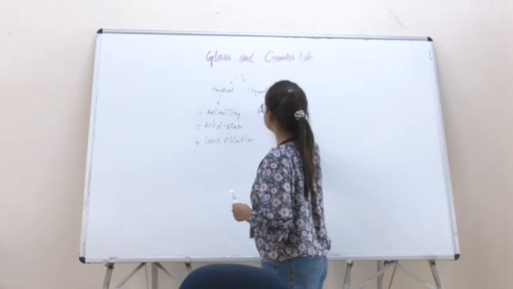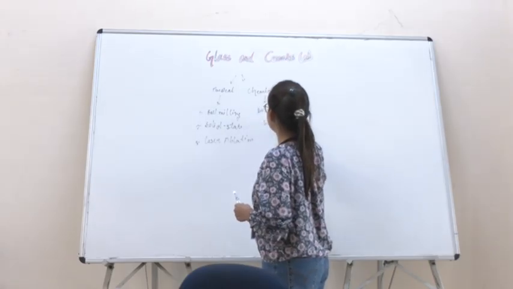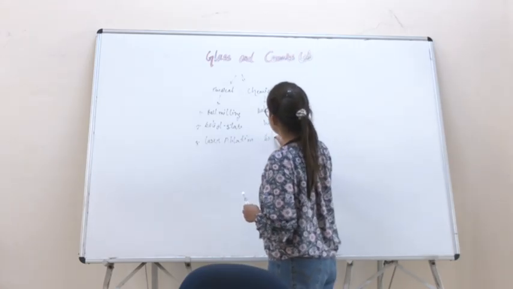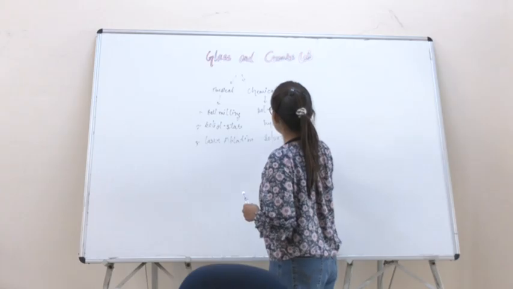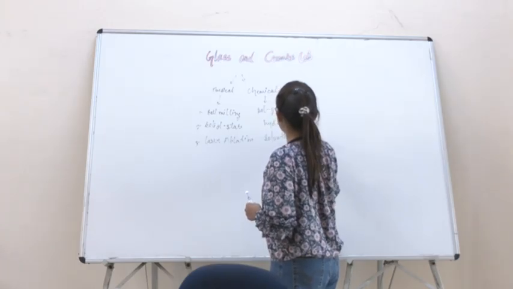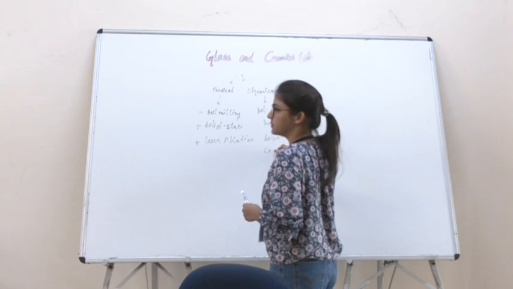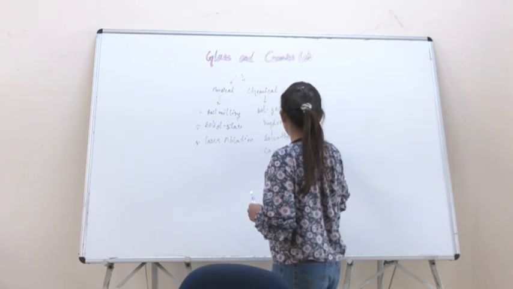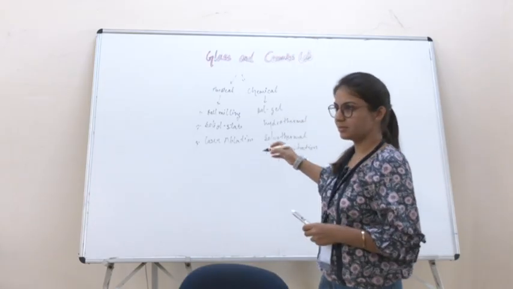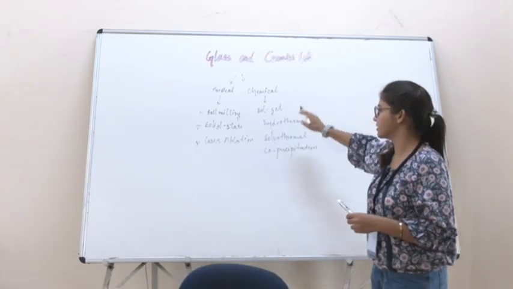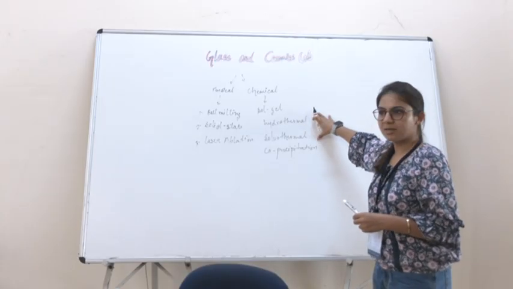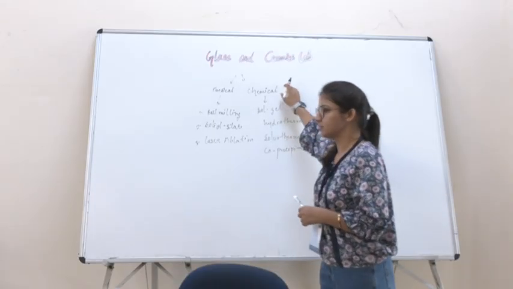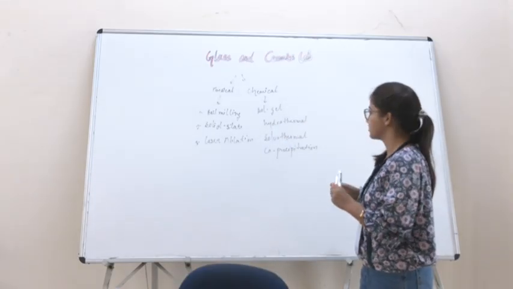Sol-gel method of synthesis, hydrothermal, solvothermal, co-precipitation method, or emulsion method. There are a lot of methods involved in case of chemical. So in all these chemical processes, chemical reactions are involved. So these come under the category of chemical processes.